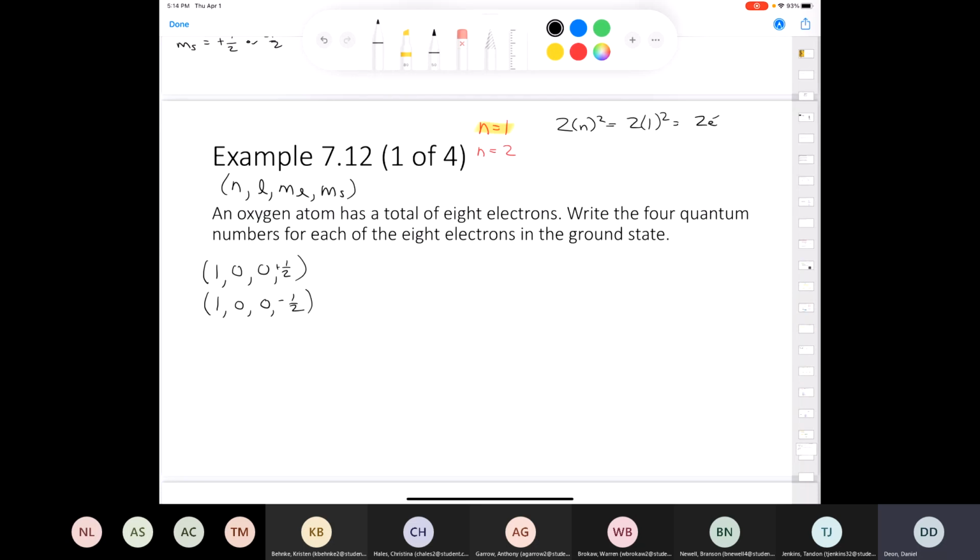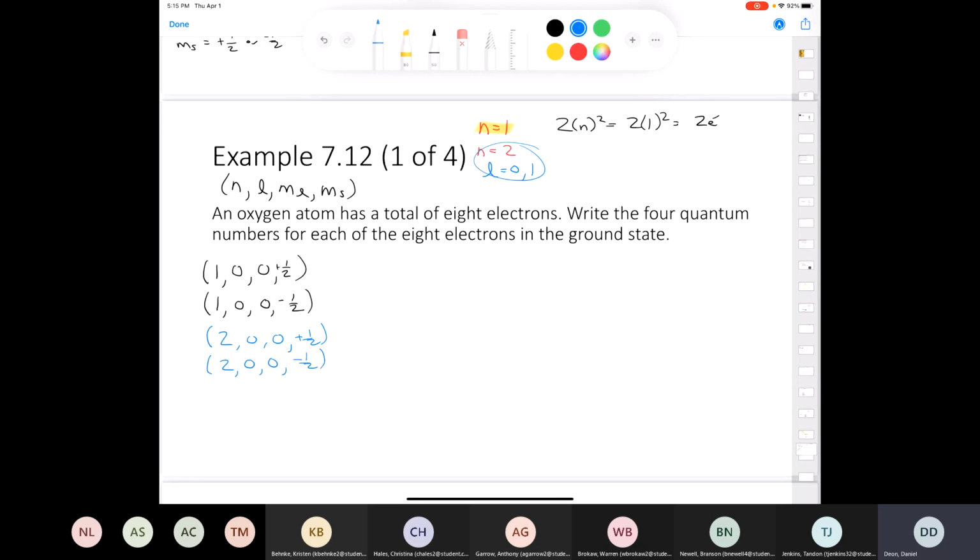We know that when n is equal to 2, what are my possible values of L? Here my only possible value of L was 0, but now my possible values of L are 0 and 1. So we'll start with 0 because that's the lowest energy. So we'll start with 0, 0 plus a half, and 2, 0, 0 minus a half.